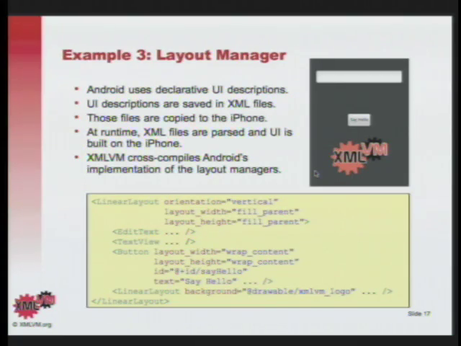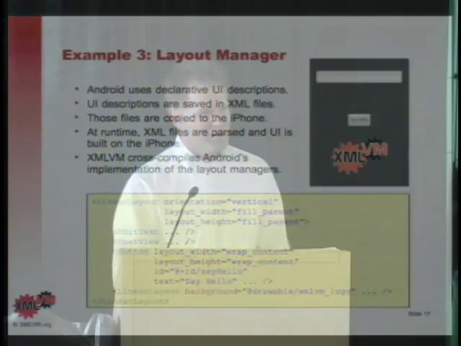Now, Android is open source. Android has an implementation, Java code, that takes this XML file, parses it, and renders this user interface. So what we have done, since we are an open source project, is ask why not simply leverage the open source? So we take the original Android source code of the layout manager implementation, and we also simply cross-compile it over to Objective-C.